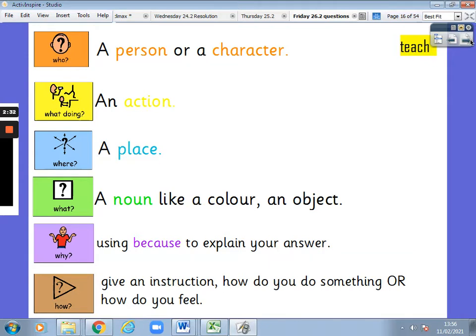Question words. Who, a person. What doing, an action. Where, a place. What, a noun like a color or an object. Why, we need to use because to explain our answer. It's a reason. How, give an instruction. Or how do you do something or how do you feel?